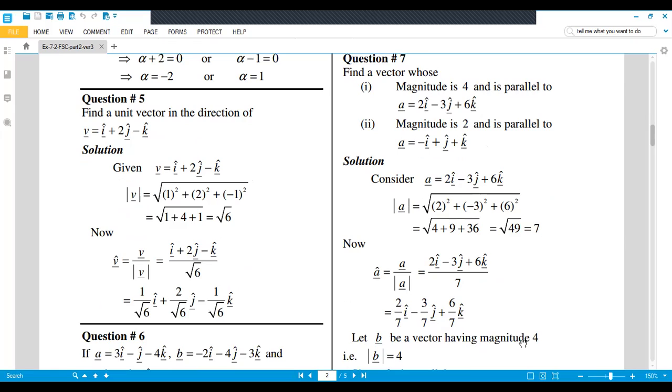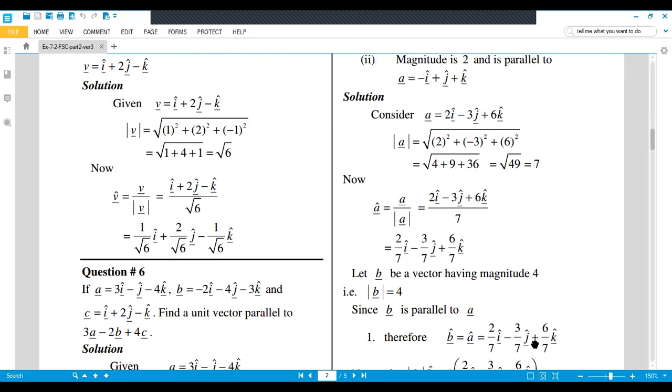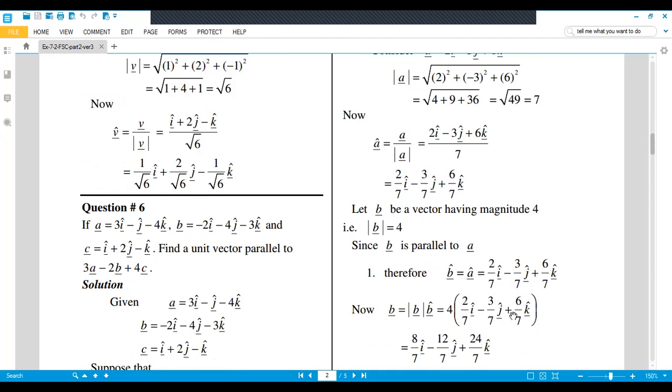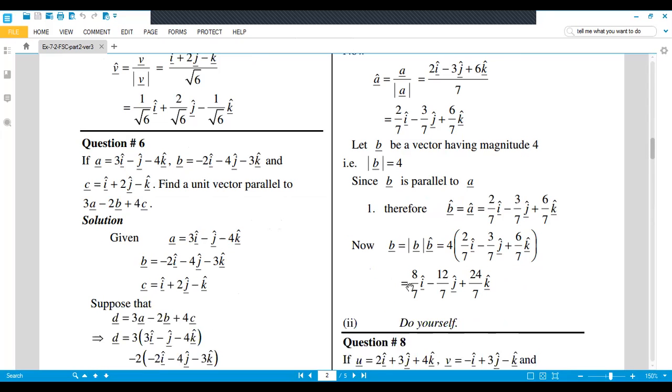Let B be a vector having magnitude 4. We have to find the other vector which is parallel to this and its magnitude is 4. Since B is parallel to A, B will be equal to this vector. So we multiply 4 into the vector which we found, and we get the other vector having magnitude 4. Similarly, you will do the second part.